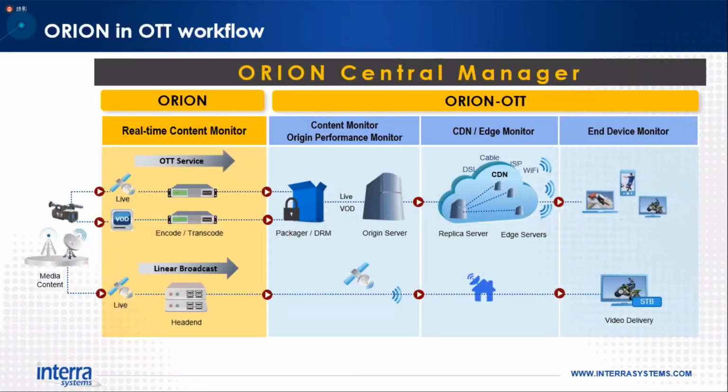Now, if you see the entire flow of the media, here on the first stage, you can see Orion. It is basically monitoring the content right at the preparation stage. If you detect errors here and fix them, you can prevent them from propagating to the next stages. And like we said earlier, eventually it improves the end customer's experience.